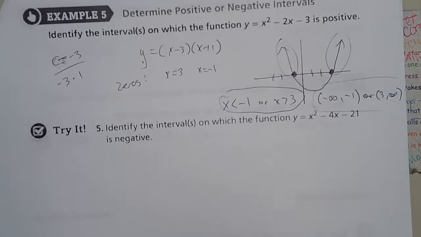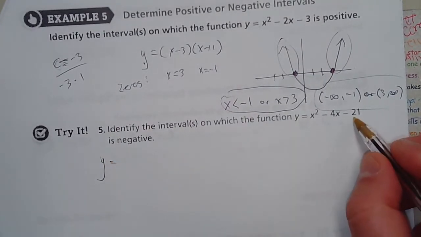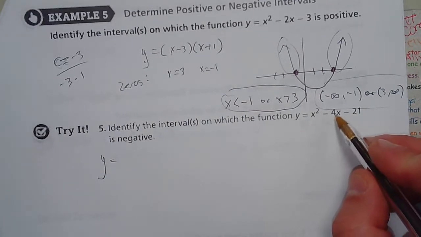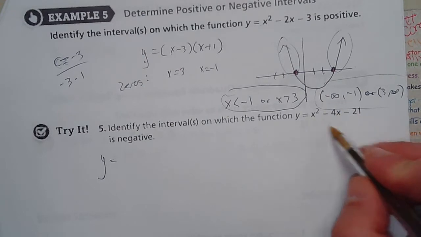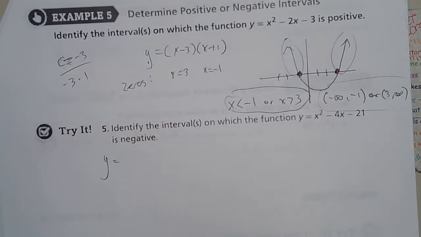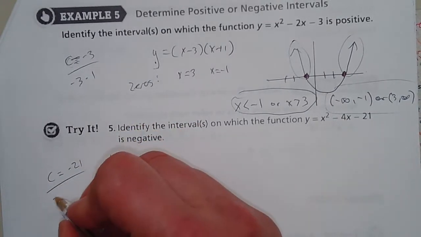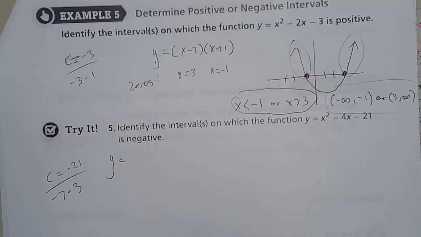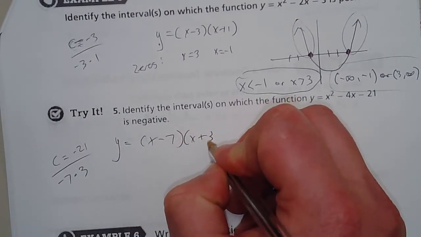All right, here's another example, same thing. Let's go ahead and factor this. Factors of -21 that add to -4 are going to be -7 and 3. As you do a bunch of these, you're probably going to get to the point where you don't necessarily always need to write it down, which is fine, but you can. So C is -21, and I want to find the factors that add to -4. So I'm going to use -7 and 3. So x minus 7, x plus 3.